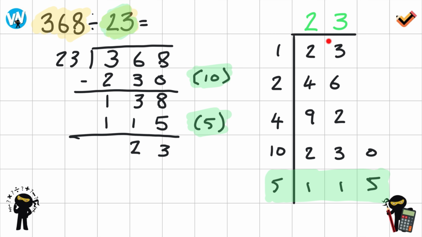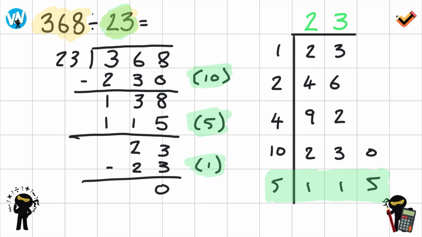And what have we got over here? 23. We can just take 23 away. And that's going to leave us with a complete question. So I'm going to take away 23, and that is 1 lot. That gives me 0. So essentially, I'm at a point where the question is complete.